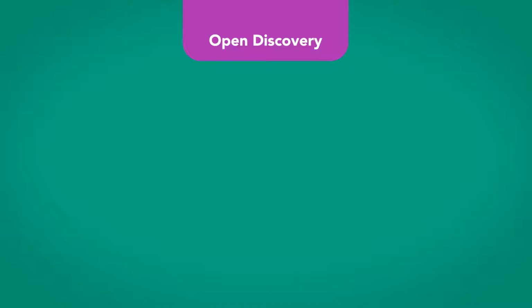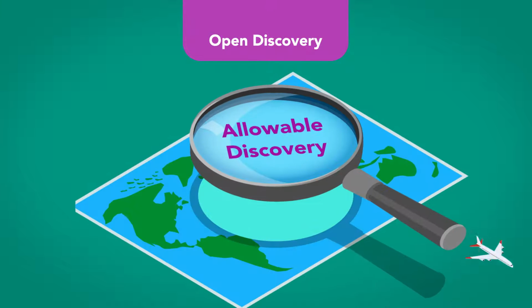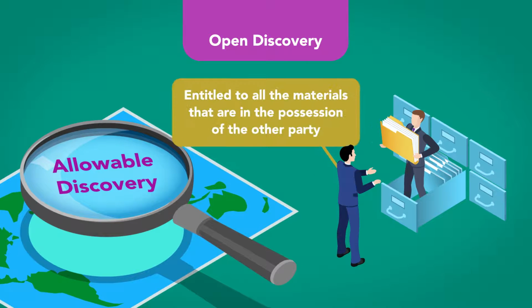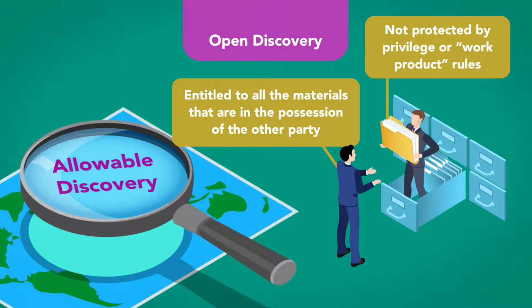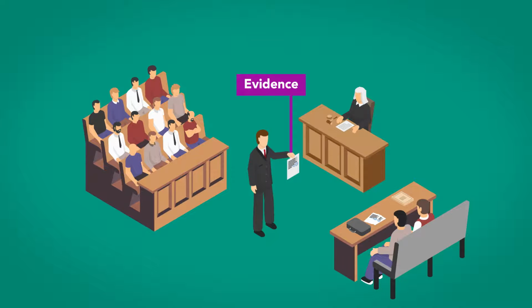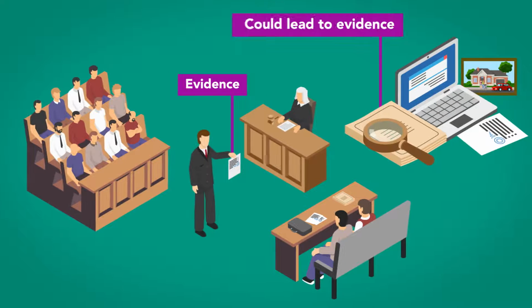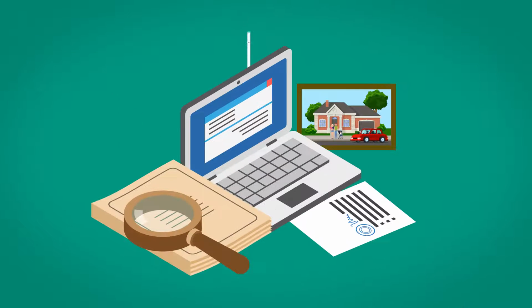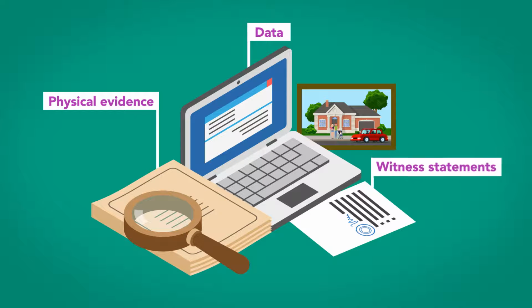Open discovery. Allowable discovery is very broad. In most cases, at least theoretically, each party is entitled to all the materials that are in the possession of the other party that could potentially be used at trial and that are not protected by privilege or work product rules. This includes not only what might be used as evidence at a potential trial, but anything that could lead to evidence. That could be data, physical evidence, witness statements, photographs, or anything else that may be relevant to the case or that might lead to discovery of evidence in the case.